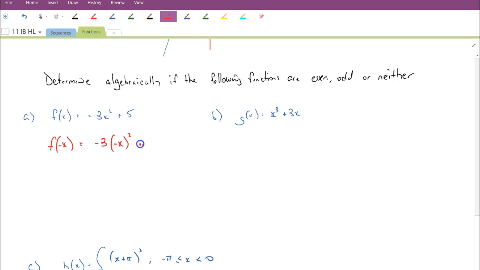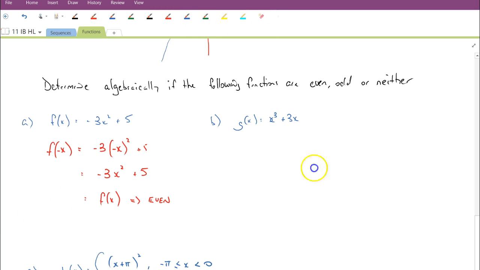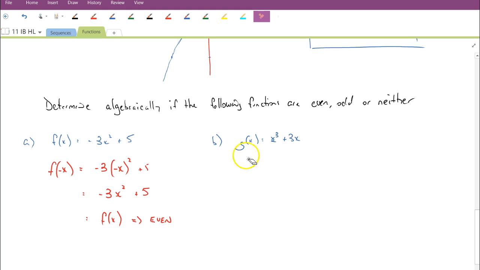You'll see that what will happen is you square minus x and you just end up with x squared, minus 3x squared plus 5. Look at that. It's exactly the same as the function of x. So therefore that function is an even one. And if you think about it, it's a concave down parabola through 5, so it's symmetrical about the y-axis.